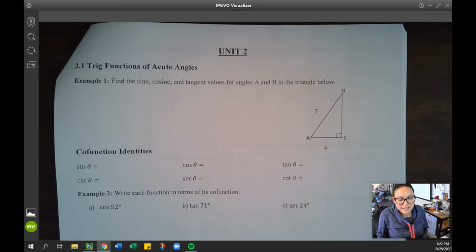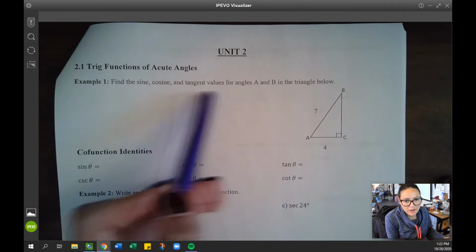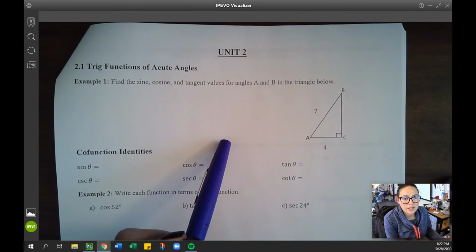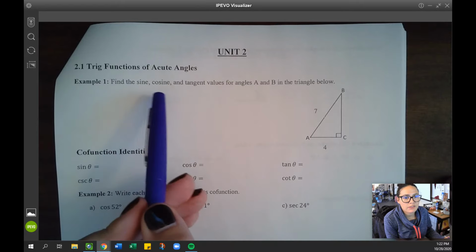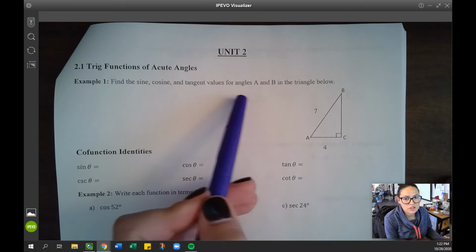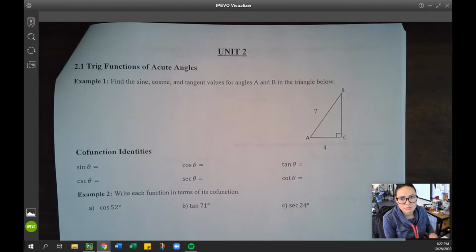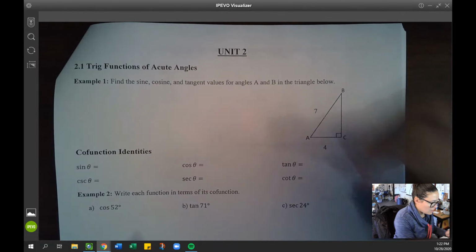Hey everybody, we are going to get started with Unit 2, Lesson 1. And to start off this video, I'm actually going to have you try example 1 on your own. It says find the sine, cosine, and tangent values for angles A and B in the triangle below.